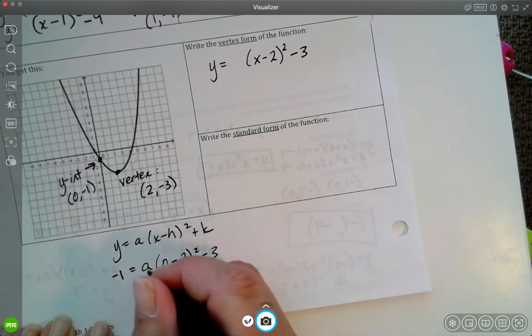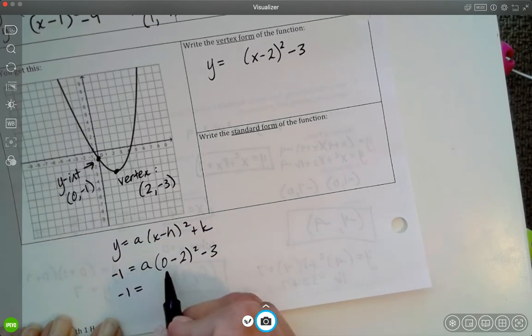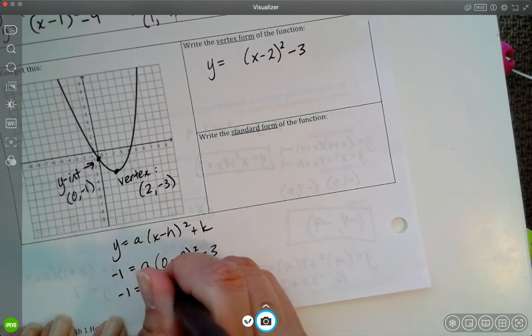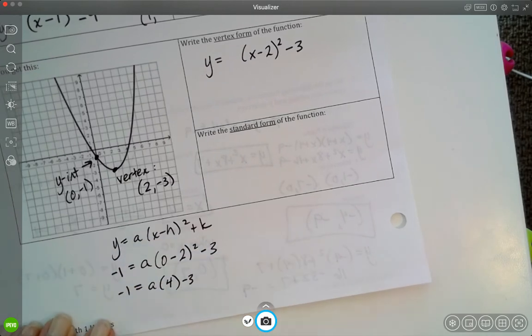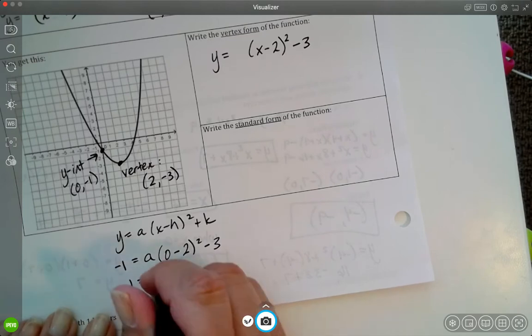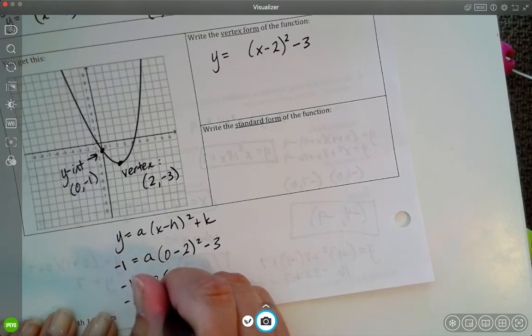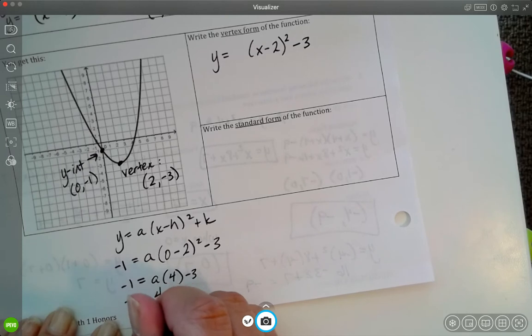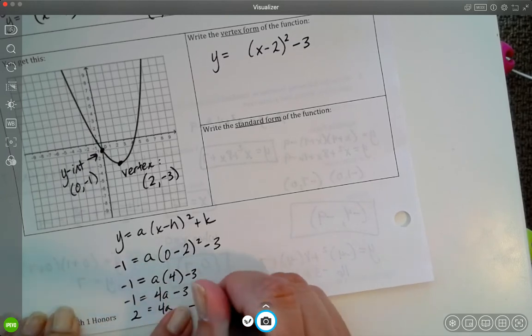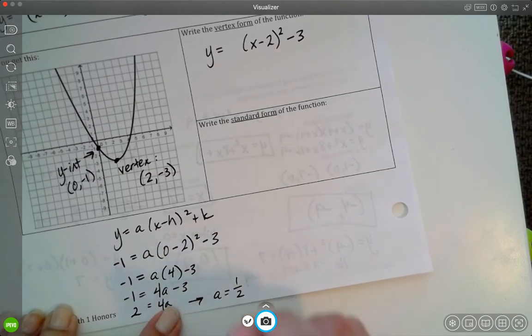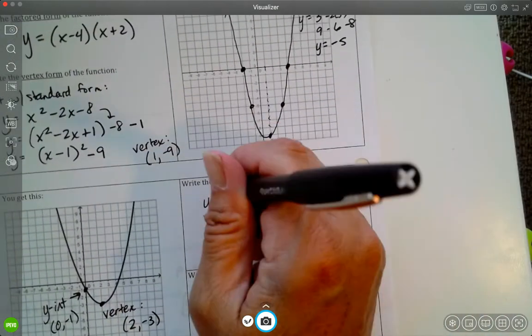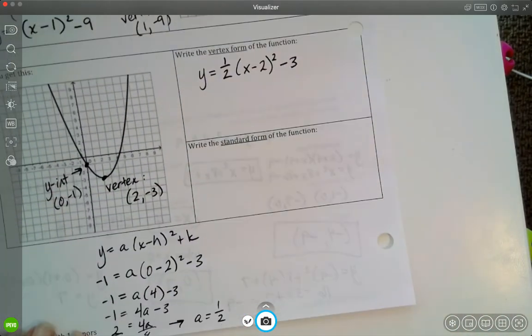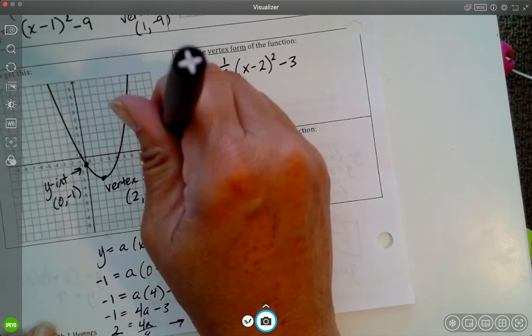So, -1 equals a times -2 squared, which is 4, minus 3. So, -1 equals 4a minus 3. So if I add 3 to both sides, I have 2. And so I have a equals 1/2. All right. So it is wider. So my a is 1/2. So that's how I got that.